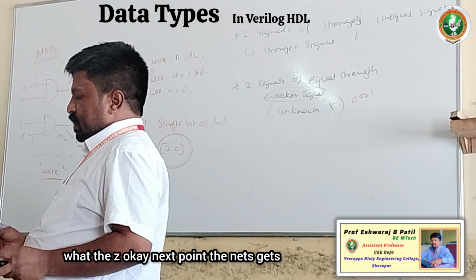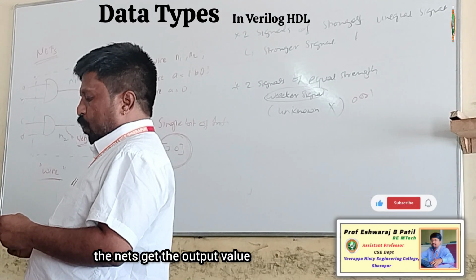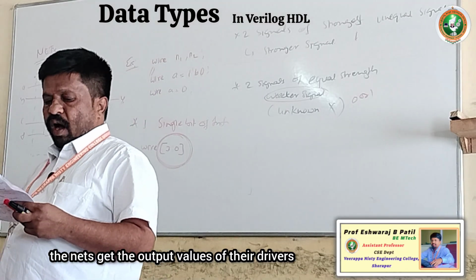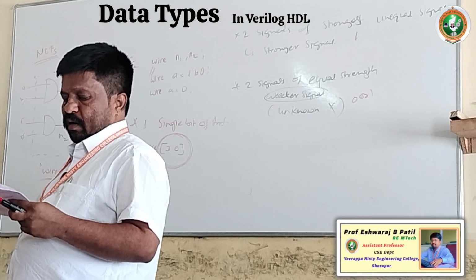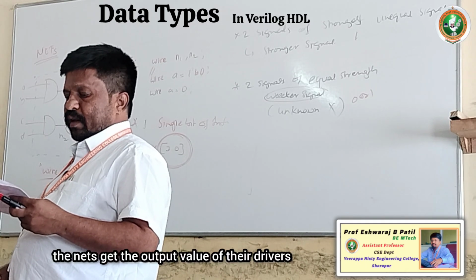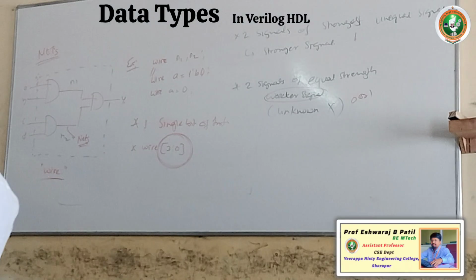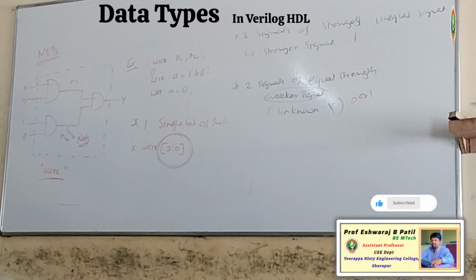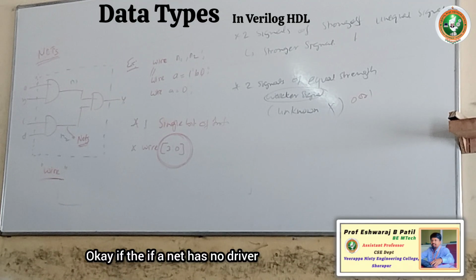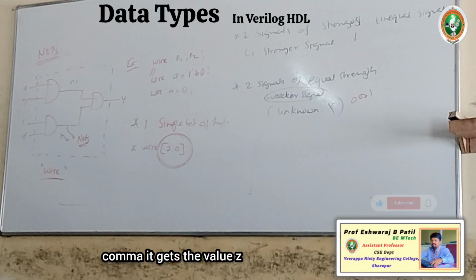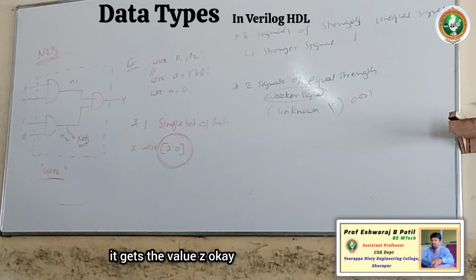Okay, next point: the nets get the output value of their drivers. If a net has no driver, it gets the value z. It gets the value z. Okay.